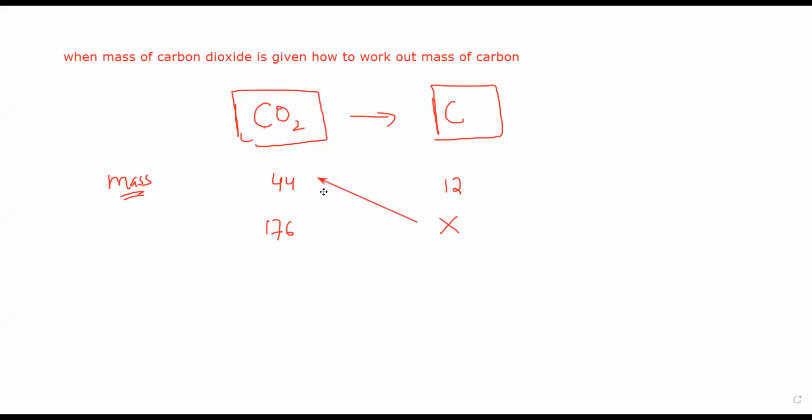So when we cross multiply and find the mass of carbon, it will be 176 into 12 divided by 44. So that was 48. Same way we can work out the mass of hydrogen when the mass of water is given.